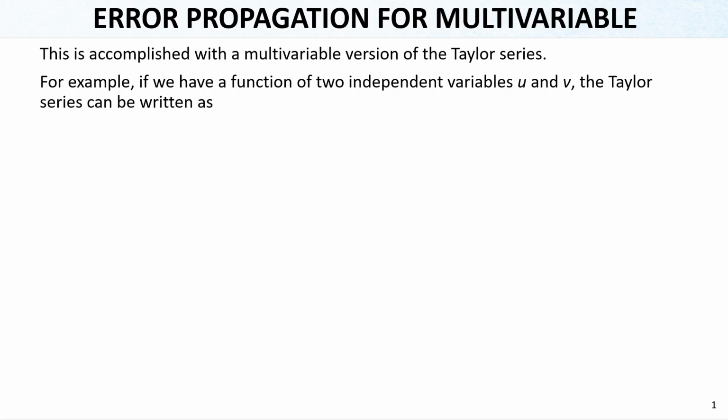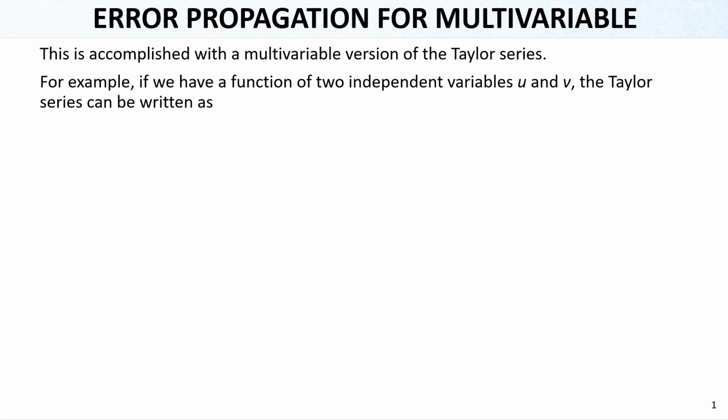If we have more than one variable, we call it multivariable, we can still have the error propagation, and we can present this using the Taylor series. And let's say we have two independent variables, u and v, and let's write the Taylor series for this example for the two independent variables.